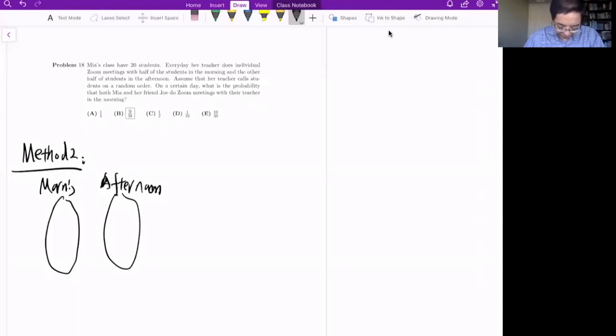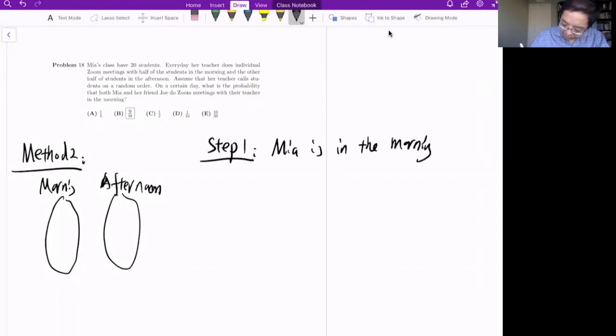So for the second method, what we can do is divide the problem into 2 steps. Step 1, we choose Mia to be in the morning. So Mia is in the morning, right? Obviously for that one, because she has equal chance to be selected for the morning session and also for the afternoon session, the probability of course is 1/2, which is obvious.